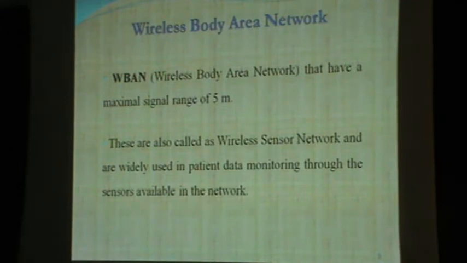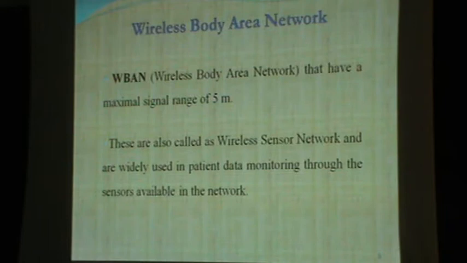The information is collected from the sensor and passed on to the hospital or the health center, wherein the monitoring of the data is done and the database is maintained. The advantage of this wireless sensor network is, suppose you want to monitor the vital parameters of a patient for a long period of time, he need not be hospitalized. The data can be taken from the patient with the help of the sensor, which can be placed on the surface of the body or implanted within the body, and it can be transmitted over the network.